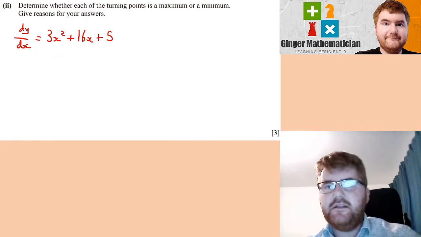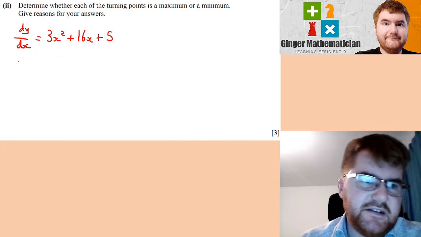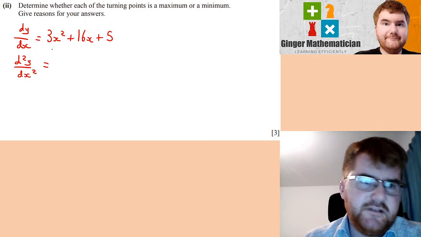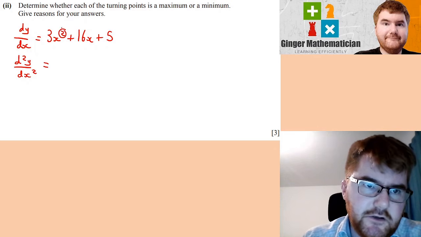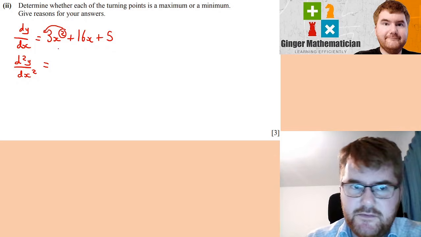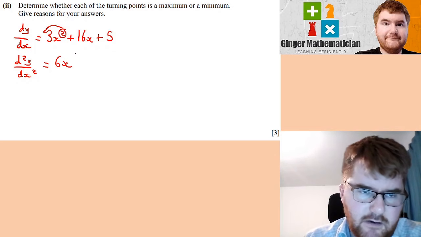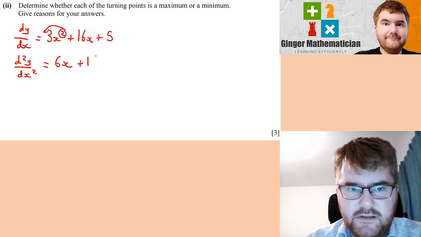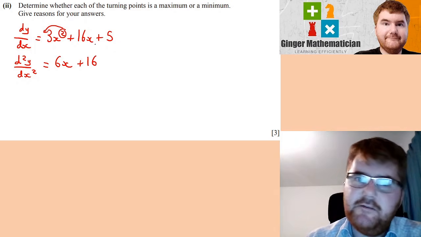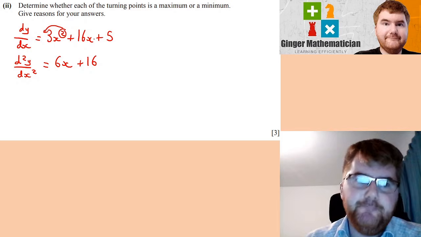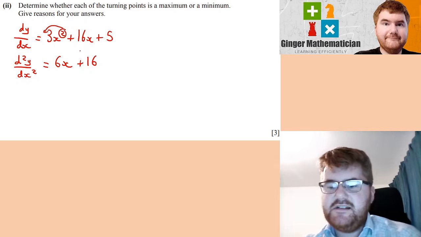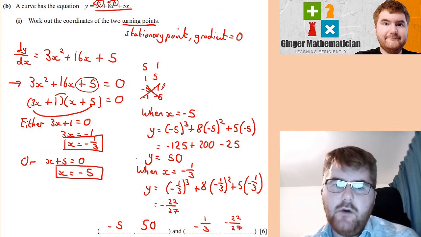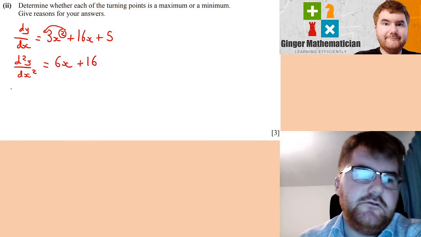And the way we work out whether it's a maximum or minimum, we take the second derivative, so d2y over dx squared. So we differentiate yet again. So we take the 2, bring it to the front. 3 times 2 is 6. x to the power of 1, which is just x. And then we differentiate 16x, which is plus 16. Remember, when we differentiate 5, that disappears. And what we're going to do now is take the x-coordinates, so the minus 5 and minus a third, and see what happens when we put them into our second derivative.